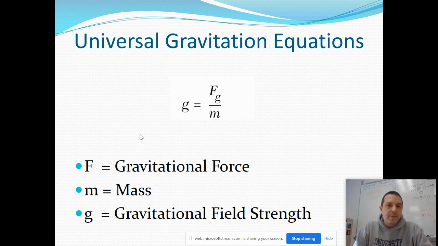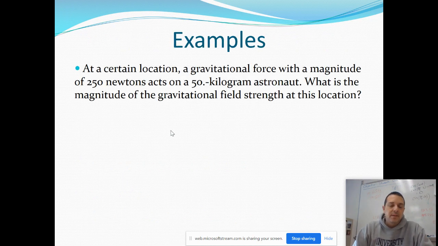The equation we have for gravitational field strength is: the lowercase g, which represents gravitational field strength, is equal to the gravitational force felt at that position divided by its mass. So let's do an example of gravitational field strength.